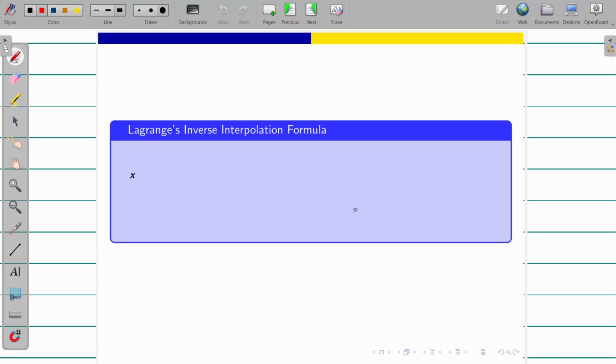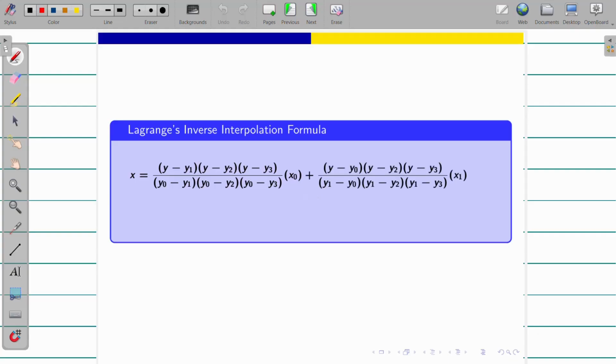Inverse Lagrange's interpolation formula. We know very well, if you know the formula for Lagrange's, simply we have to change, in the place of x, change y, and in the place of y, change x. That's it. Then we can get the inverse interpolation formula. This is what the inverse interpolation formula is.